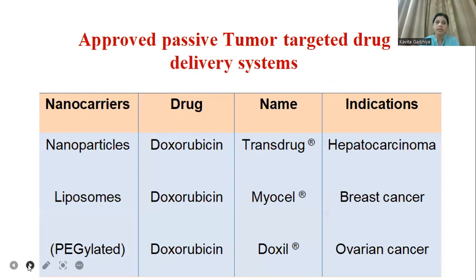Now some approved passive tumor targeted drug delivery systems which are available in the market. We can say the nanoparticles loaded with doxorubicin, known as Transdrug, useful for hepatocarcinoma. Doxorubicin loaded liposomes, Myocet is the brand name, useful for treatment of breast cancer. And the pegylated doxorubicin nanocarrier system, known as Doxil, useful for the treatment of ovarian cancer.